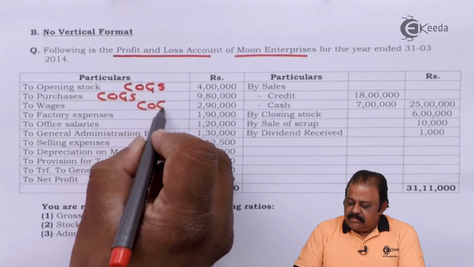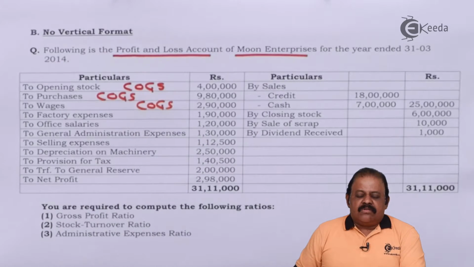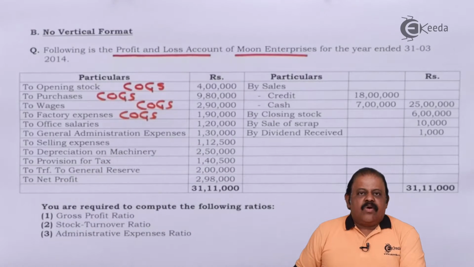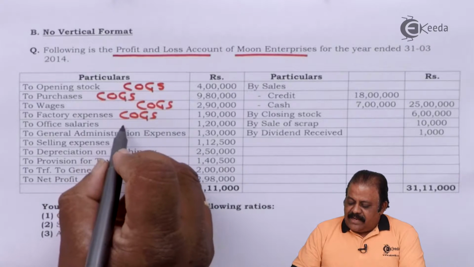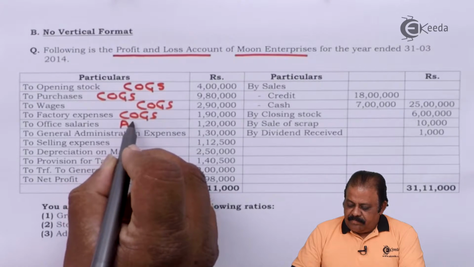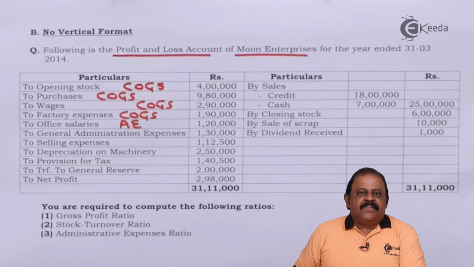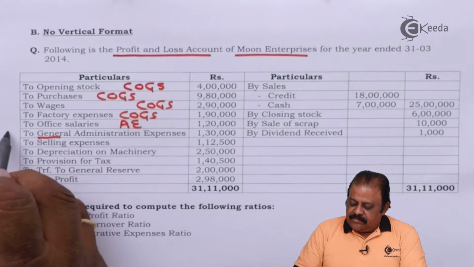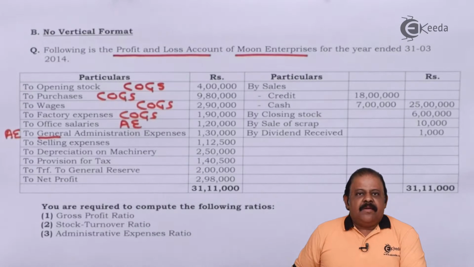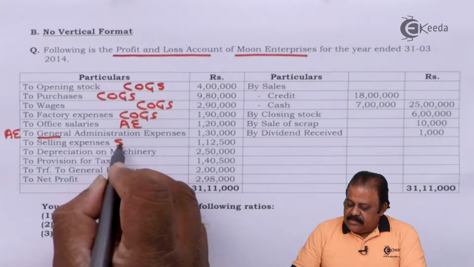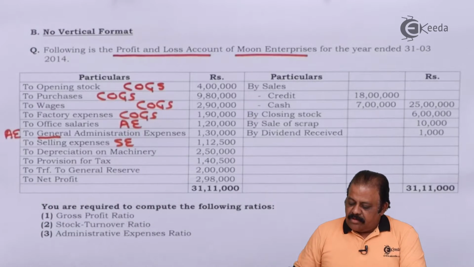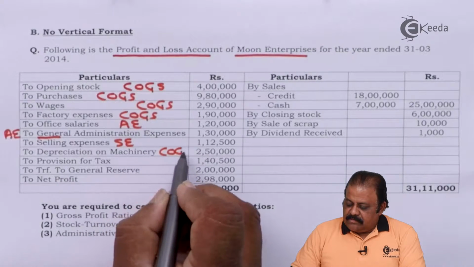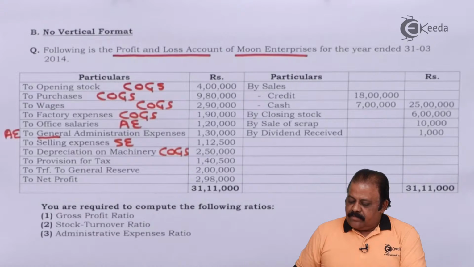Wages: cost of goods sold. Factory expenses: cost of goods sold. Office salaries: administration expenses. General administration expenses: administration expenses. Selling expenses. Depreciation on machinery: this will be part of cost of goods sold.